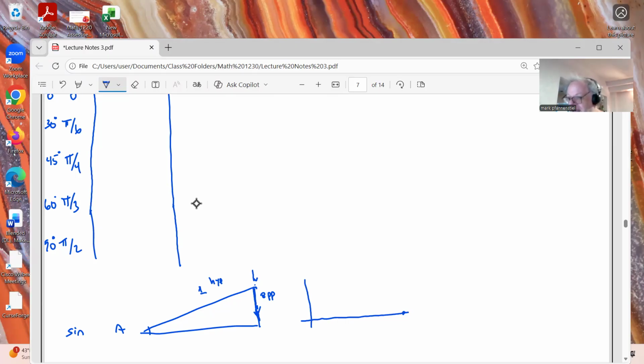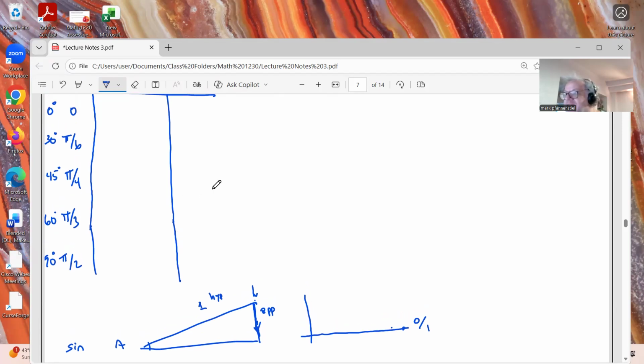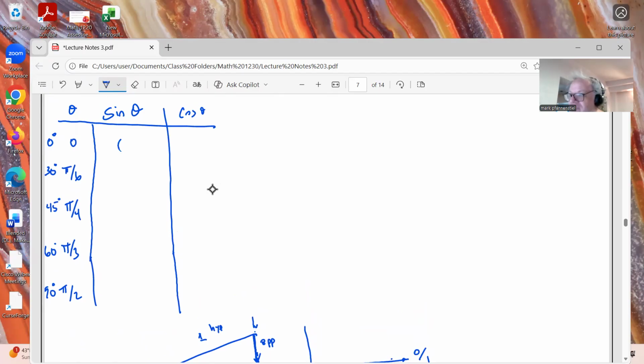It's a triangle that's collapsed. Okay, so what we're going to do is look at my opposite side here, which is effectively 0, and my hypotenuse didn't change. It's still 1. So my sine of 0 degrees is just going to be 0.